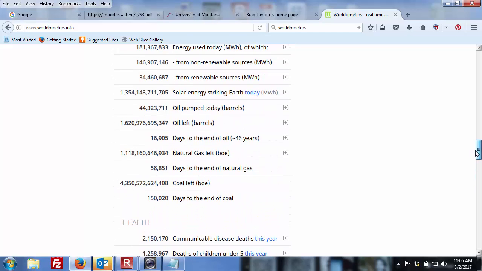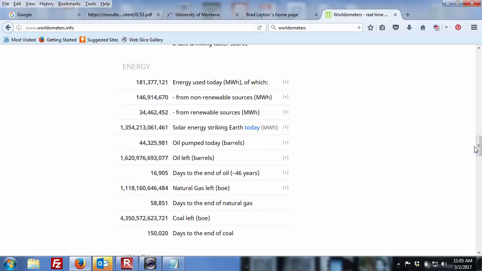The one I was looking for, so obviously population and CO2 are numbers that are going up. Once in a while, I'll see people pick a number that's going down, like forest lost or oil left. Those numbers are going down. You can see that we're looking at 1.6 trillion barrels, and it's going down at a rate of about 1,000 barrels a second.